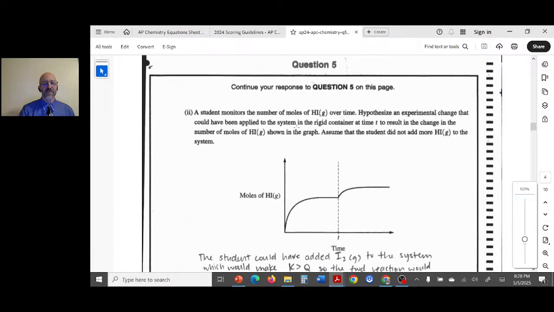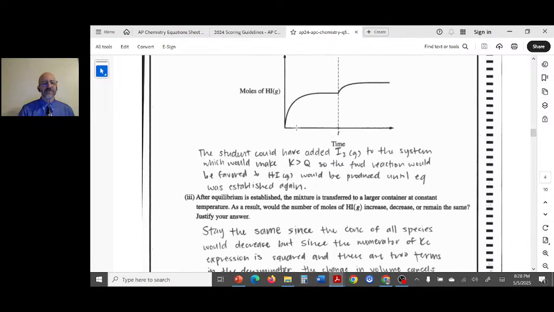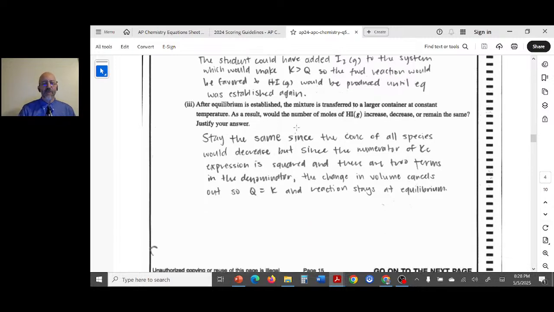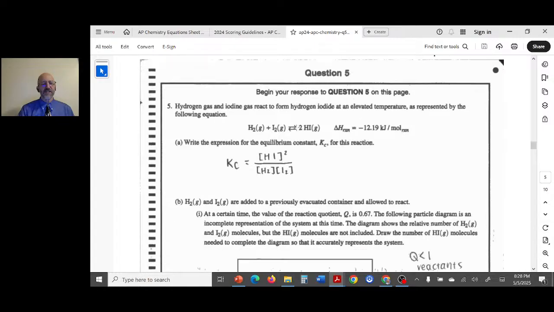So they said the concentration would decrease, but the numerator expression is squared. So yeah, that's great. All right, here we come to potential mistakes. I am happy with the Kc expression. So this student earned 2 out of 4 points.